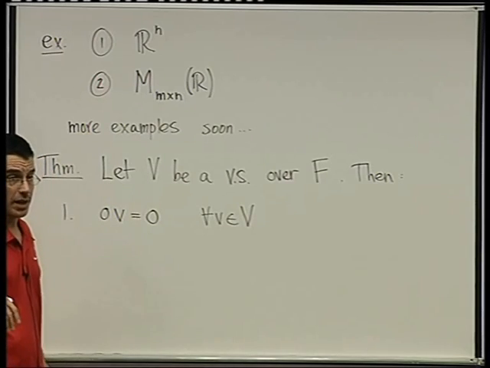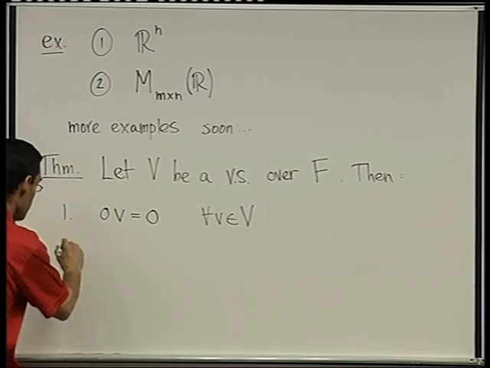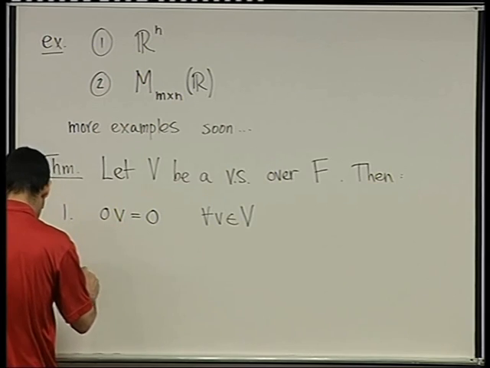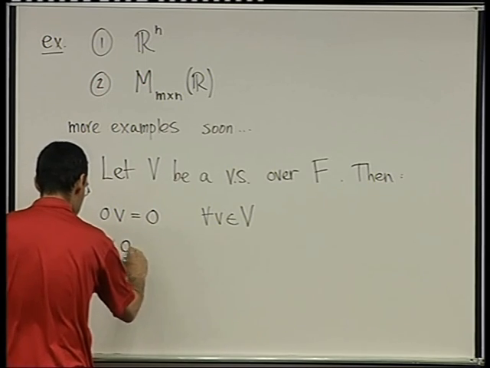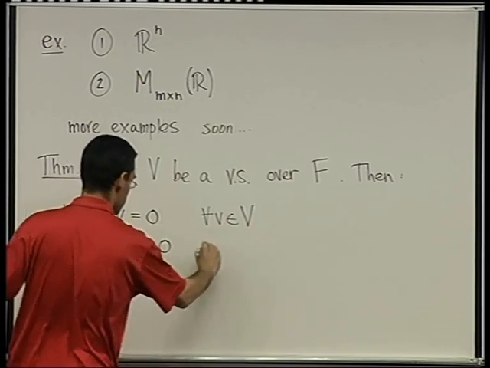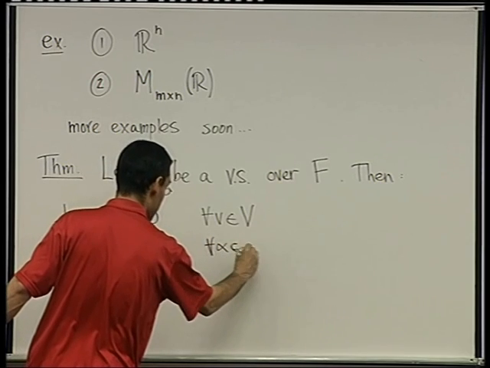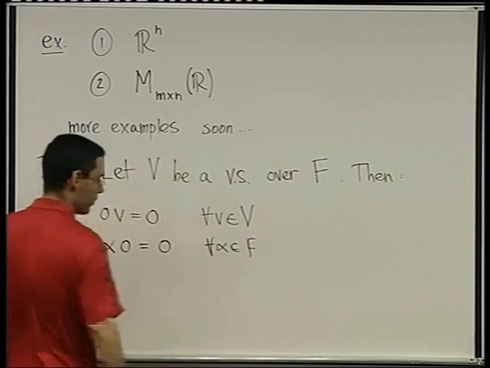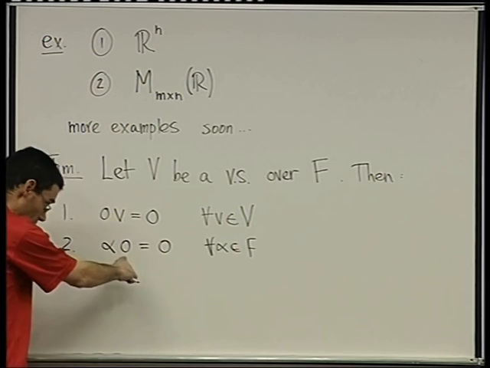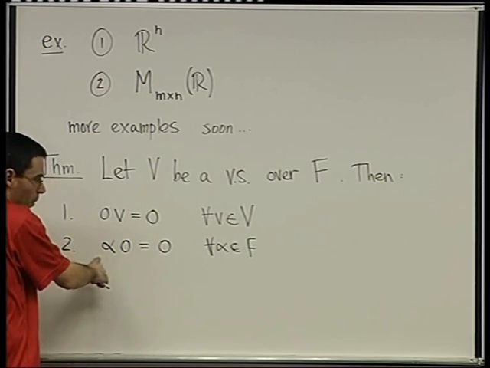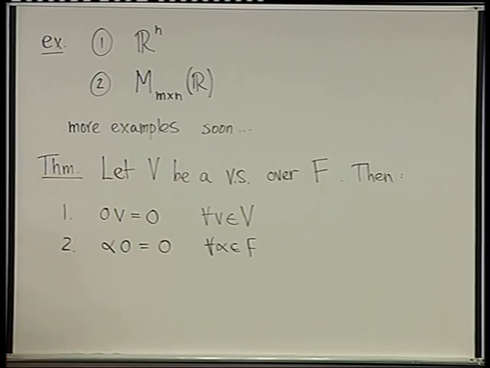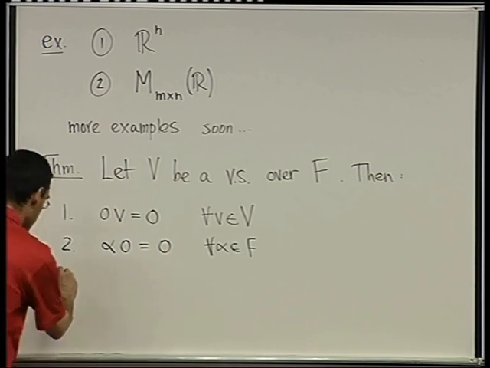Those are the rules of the game we're playing in abstracting stuff. Okay, here's another property. Alpha times 0 equals 0 for every alpha in F. If you take the 0 vector, multiplied by whatever, you're going to get the 0 vector back. Okay? Looks very convincing, but that's not a proof. You need to prove it.